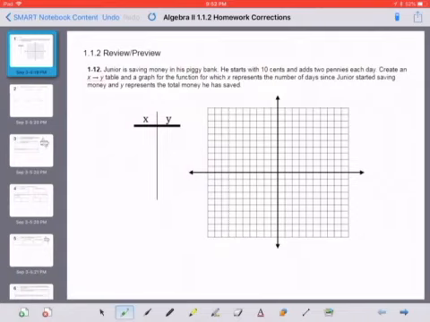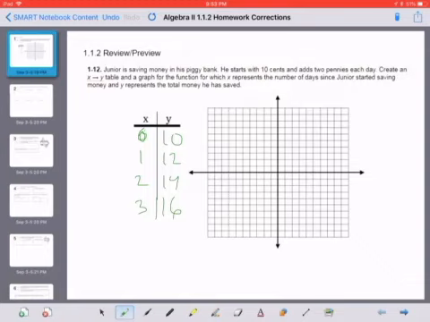Create an XY table and a graph for the function for which X represents the number of days since Junior started saving money and Y represents the total money he saved. So at 0 days, he has 10 cents. At 1 day, he has 12 cents. 2 days, 14. 3 days, 16. It's going to keep going up like that.